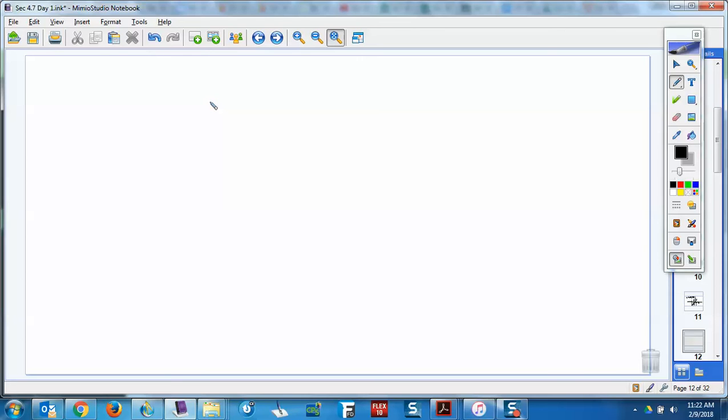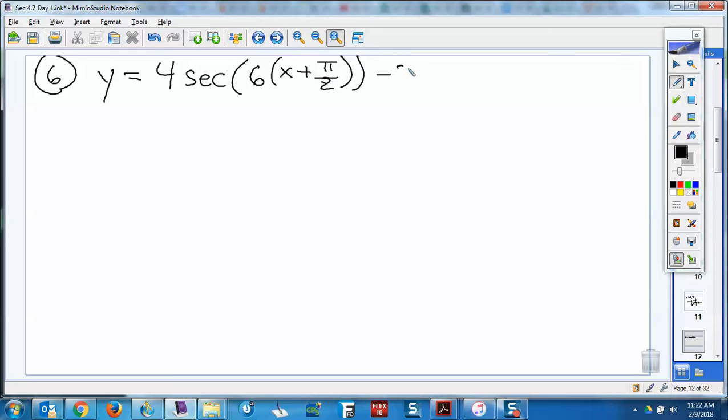Let's do number 5. Is 5 or 6 tougher? You know that 6 was? Okay, let's do 6. So y equals 4 secant. Now, if you want to do this on another piece of paper, if you feel like you've messed yours up or whatever, feel free to do that. But this one, the 6 is already factored out. That's good. What is it? Pi what? Halves. And then -2.